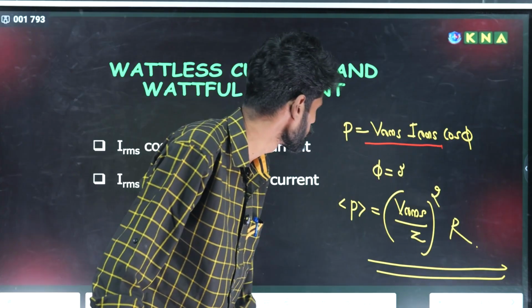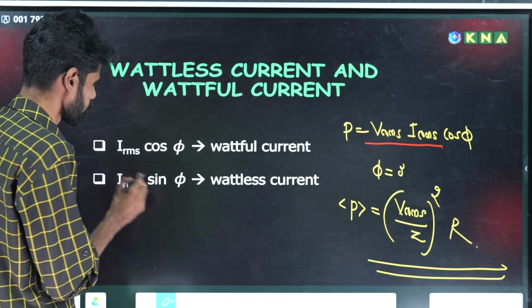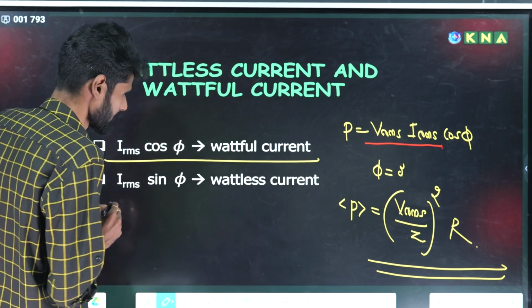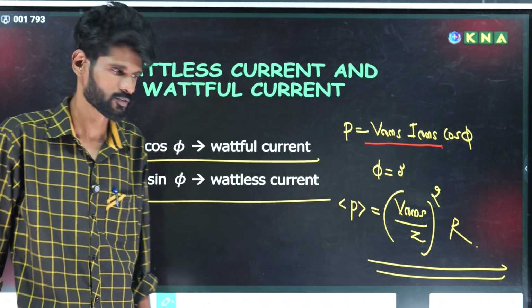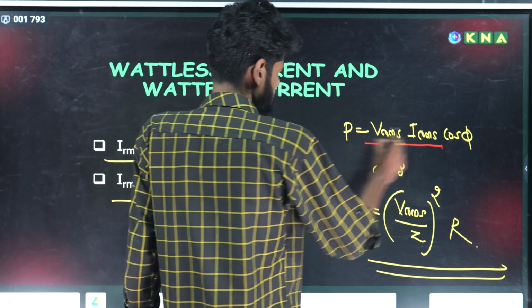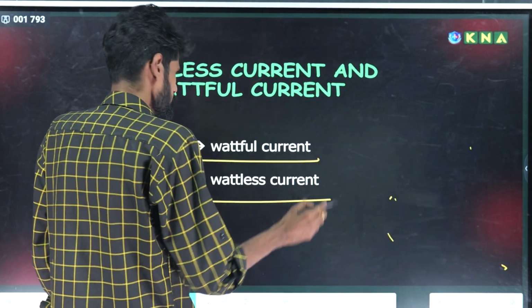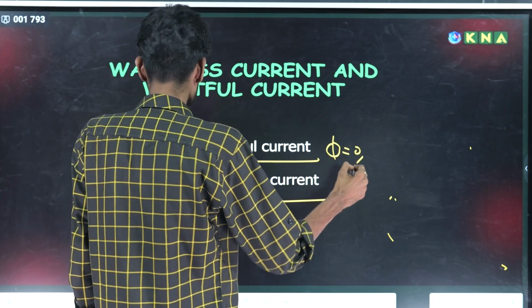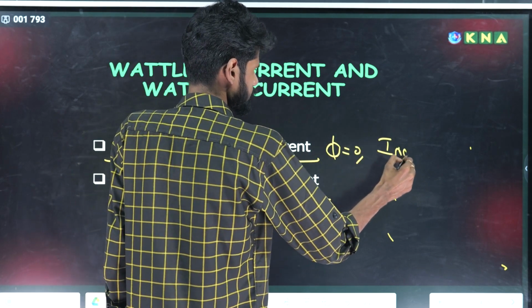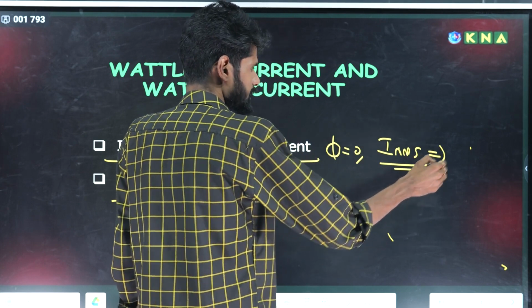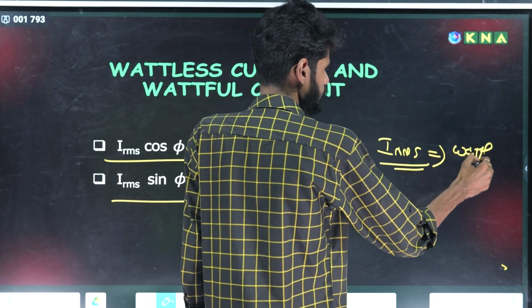So there are two currents. IRMS cos phi is known as wattful current, IRMS sin phi is known as wattless current. For a pure resistive circuit, what is phi? Phi equal to 0. When we substitute phi = 0, we get IRMS. Now which current exists? Here the wattful current exists.